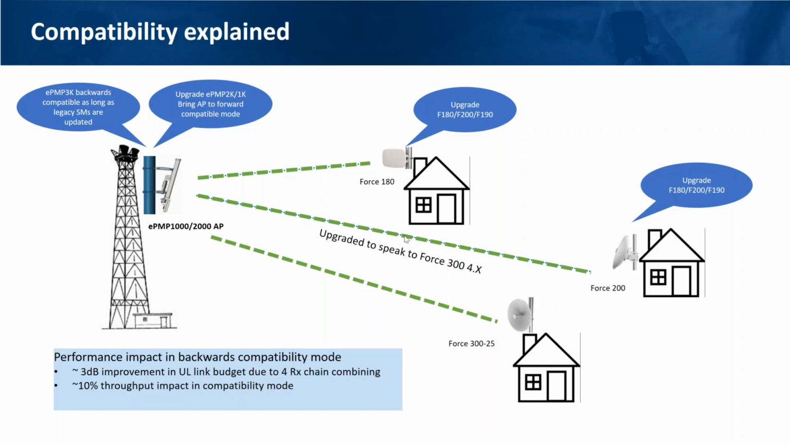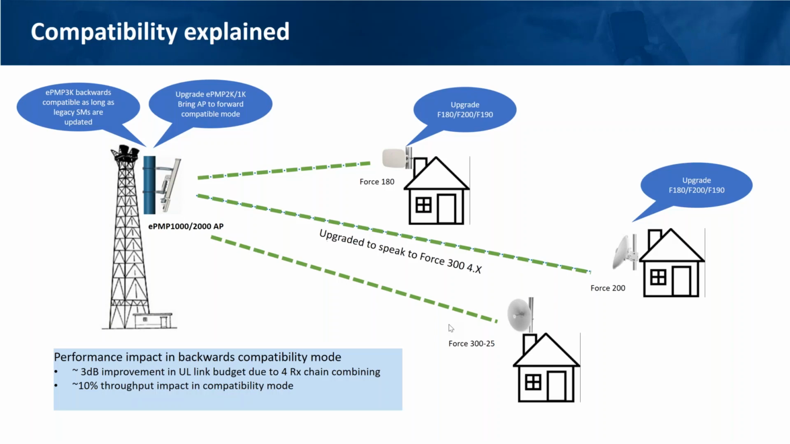And as I'm talking, more questions are coming up. A question was, so it means that we have to replace all Force 200 180 to be compatible with 3000. No, you do not have to replace your Force 200 180. The whole backwards compatibility means you're able to have 180-200 talk to the 3000, but you will not get multi-user MIMO when the 3000 is talking to the 180-200. The backwards compatibility gives you a migration opportunity, so you're not forced to do it, but you can do it as needed.